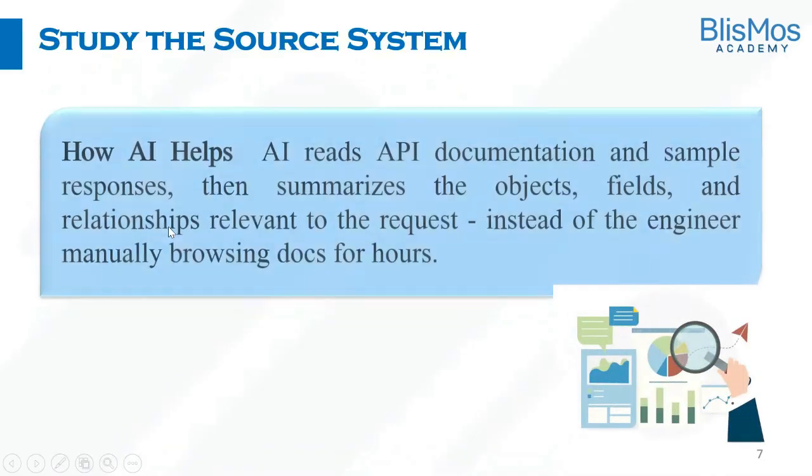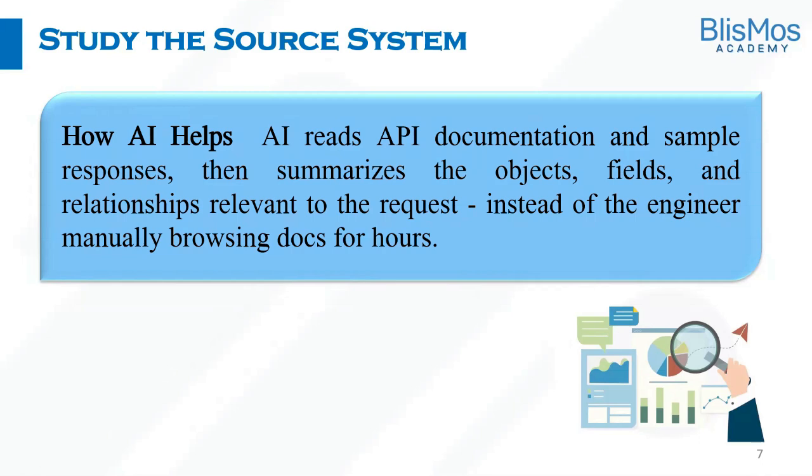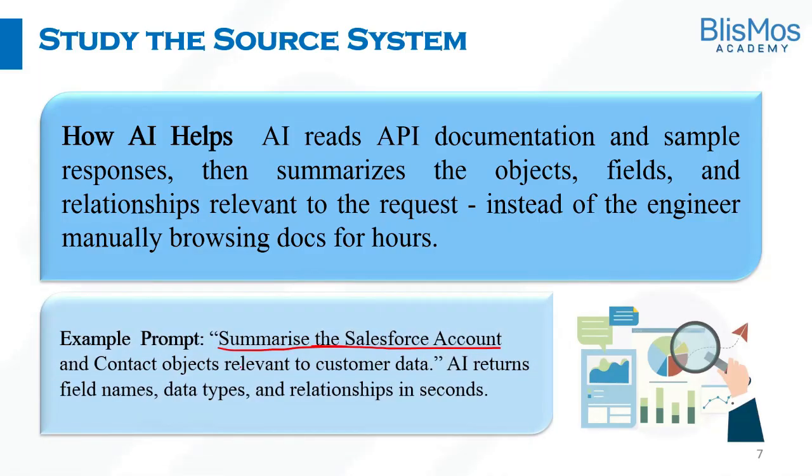AI can help here by reading the API documentation, by reading the sample responses, and summarizing the very important details. So if you have to get this done by AI, one example prompt would be: summarize the Salesforce account and contact objects relevant to customer data. This will give you the summary of the objects, fields, and relationships so that you can move forward with the next step of data ingestion.